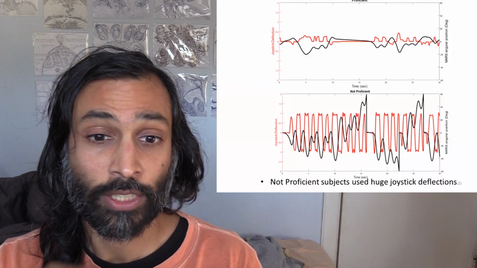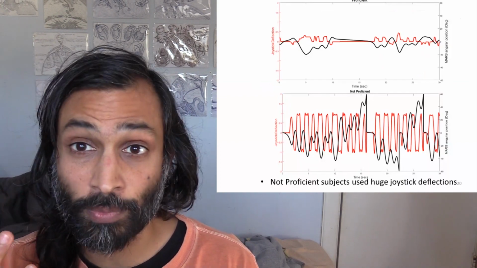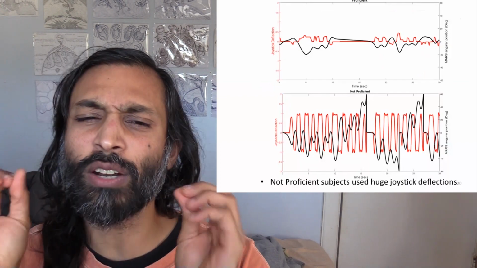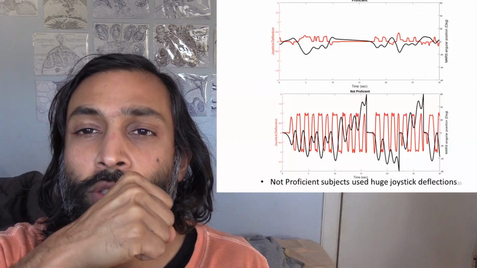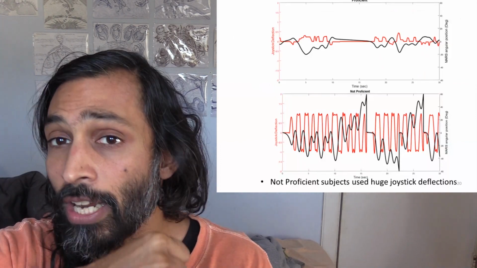Now, just to give you a taste of the night and day difference between the proficient and not proficient group people, the top panel is the proficient group. And this is just raw data. Look at that red line. It's just what they're doing with the joystick over time. You can see small magnitude deflections, and there's a lot of variation to it.